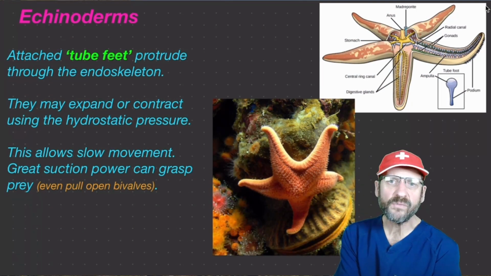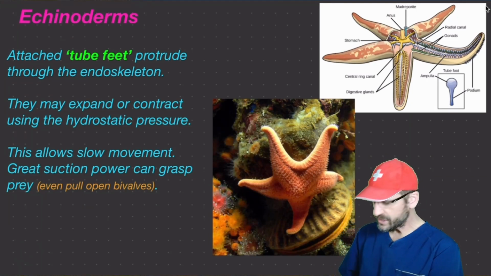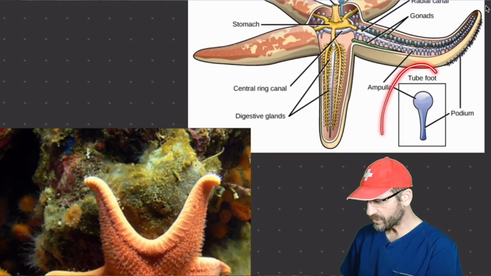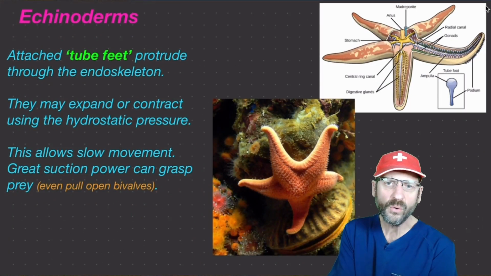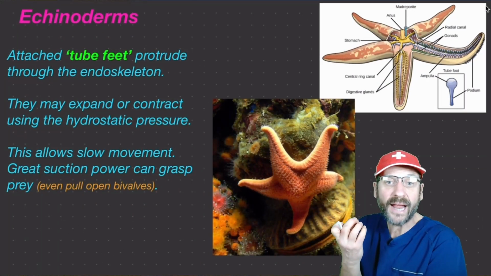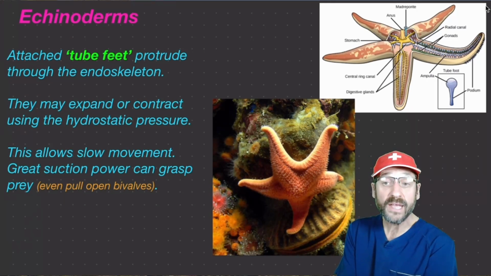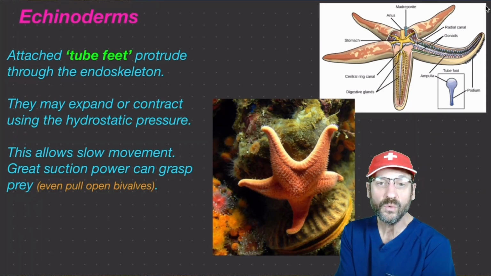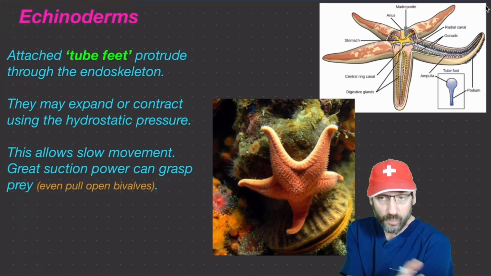The vascular system of echinoderms has attached tube feet, and they protrude through the endoskeleton. You can see them right in here. This is one of the tube feet, and you can see how it has a podium, a foot that extends through the body, and those may expand or contract using hydrostatic pressure that the vascular system creates. This is the locomotion. This allows for slow movement, but also, what's really cool, it creates great suction power that can grasp onto prey and pull it towards it.